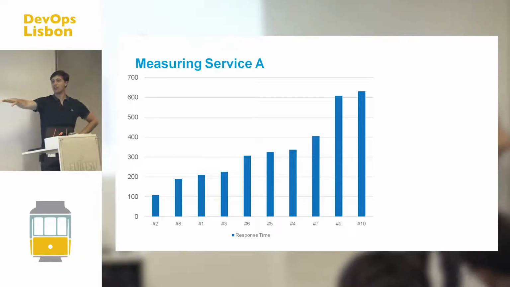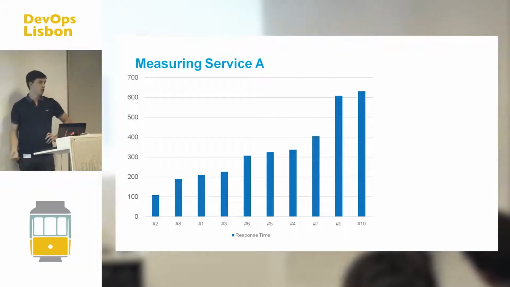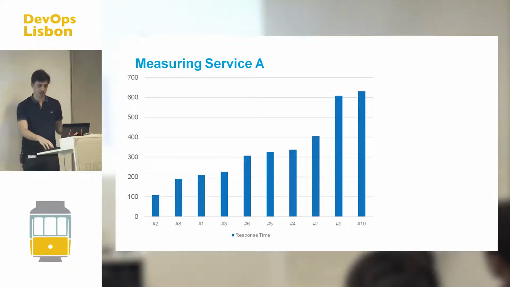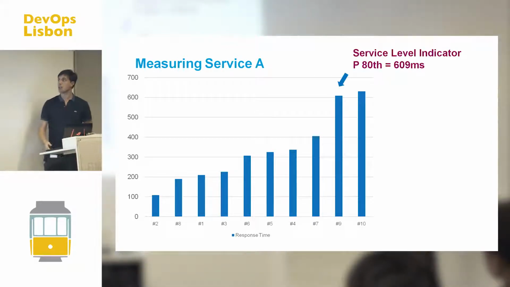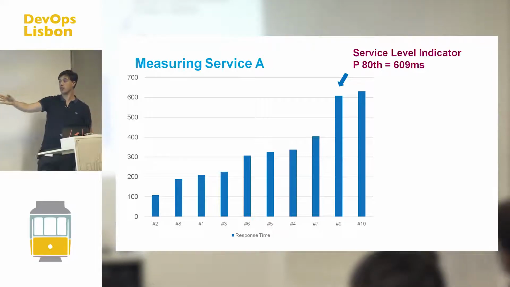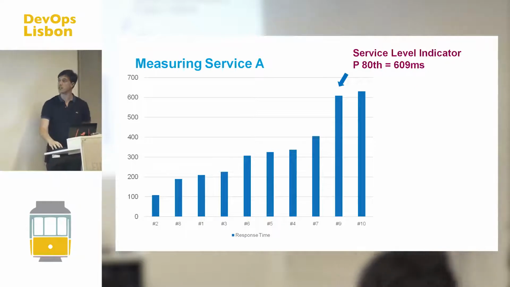But here we have the requests sorted by response time. And once we do this, visualizing the percentile and quantile becomes much easier. This is what any algorithm for percentile and quantile will be doing. So the percentile, given that we have 10 requests, will be the first 8 requests, the value under which the first 8 requests fall, which in this case will be 609 milliseconds.